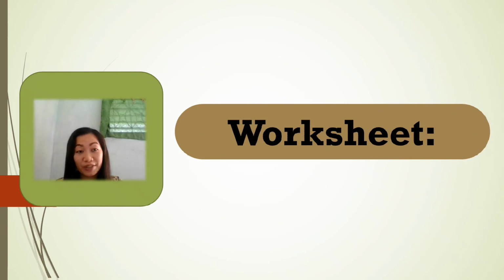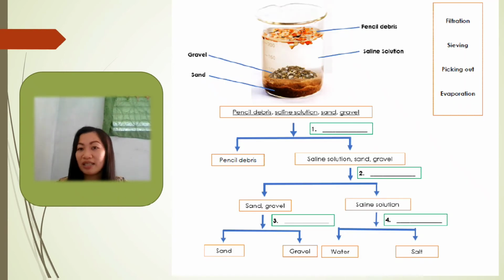So this will be your worksheet for today. Your worksheet is just like this. This is 4 items. In the first part, we have here the pencil debris in the water, and we have the saline solution. Saline is water and salt, and we have also the gravel and the sand. Sand is a little bit smaller compared to the gravel. So we have the choices: filtration, sieving, picking out, and evaporation.